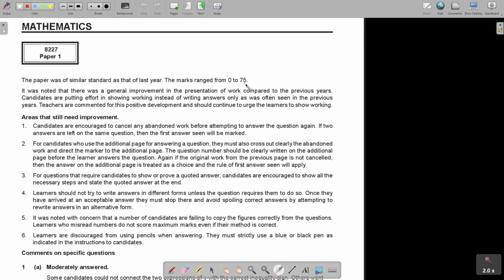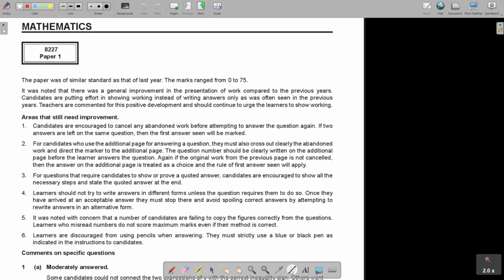Excellent. Candidates are putting effort in showing working instead of writing answers only as we often saw in the previous years. Teachers are commended for this positive development and should continue to urge the learners to show working. Areas that still need improvement. Candidates are encouraged to cancel any abandoned work before attempting to answer the question again.